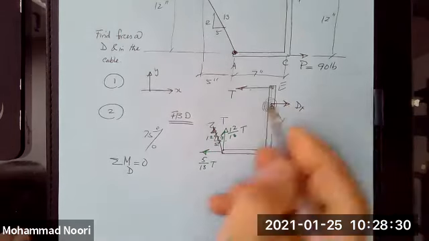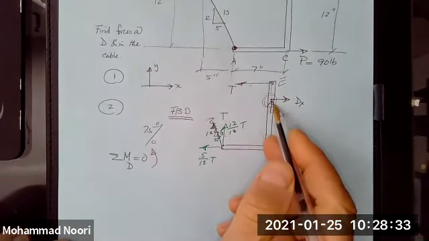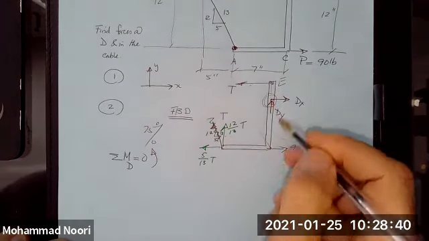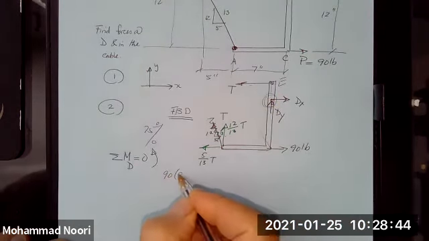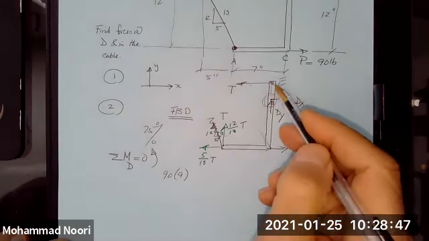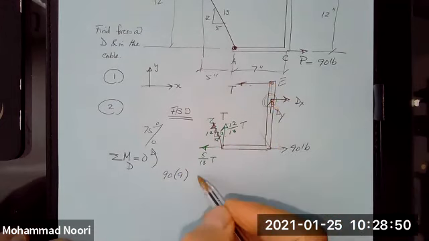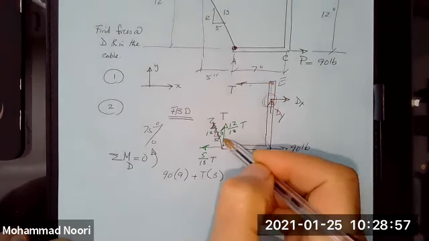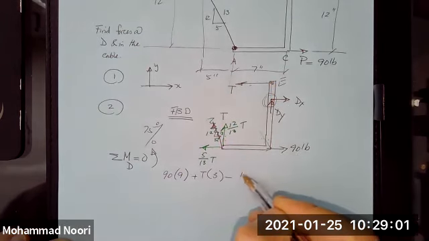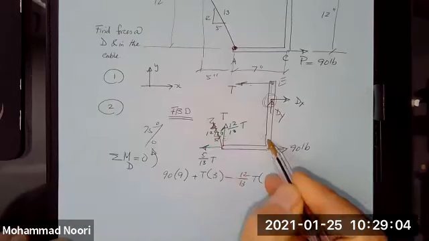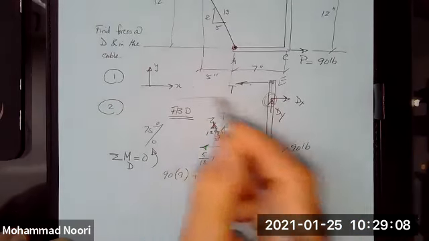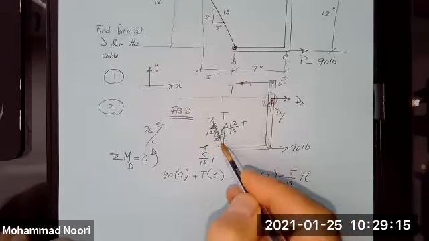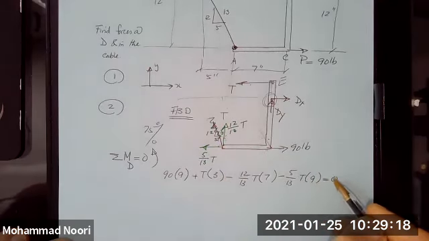Okay. So with that said, let's do that. Summation of moments, you have this 90-pound force generating a positive moment about D. This distance is 9, so you have 90 times 9. This one also generates a positive moment about point D, so we have T times that distance, which is 3 inches. Then you have the moment of this force. This is the vertical distance, so you have negative 12 over 13 T times this distance, given as 7. And this one, the vertical distance is this, so you have negative 5 over 13 T times this distance, which is 9, equal to 0.